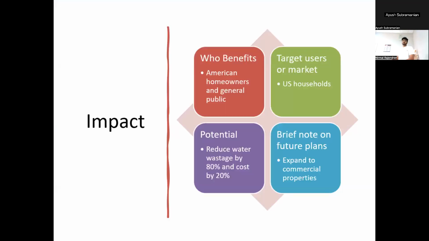All right, so the third piece, of course, the impact, right? And here you have four things you want to focus on. First, who benefits from it? Once again, don't overcomplicate it. It's fine if it's a niche subgroup, but for the example of Droplet, American homeowners, and also the general public, because climate change, right? If you do it correctly, you can reduce the amount of water wasted.